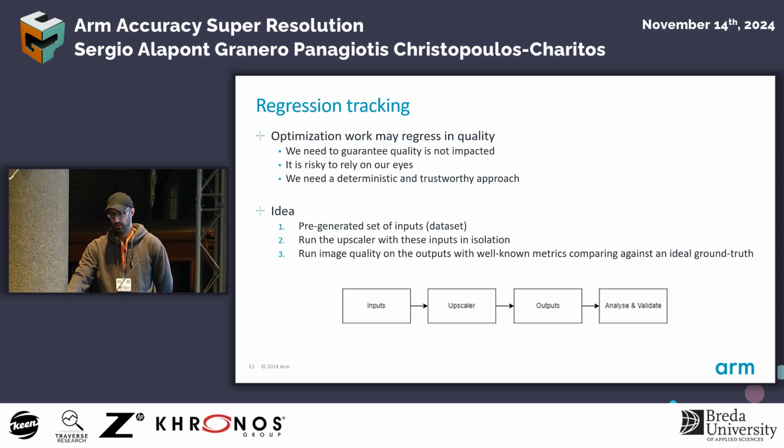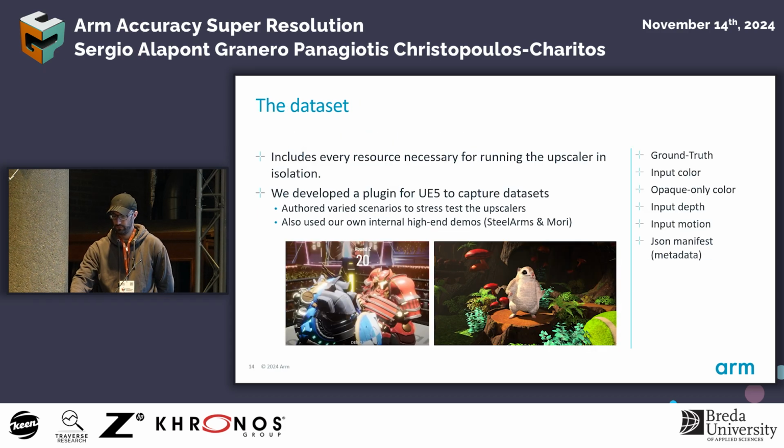So the main idea is we get a pre-generated set of inputs, which we call dataset. We feed this dataset to the upscaler, produce output, and we compare this output against some ground truth or against other upscalers. What is a dataset? It's all the necessary resources required for an upscaler to function in isolation. A dataset for a specific frame contains the ground truth image, the downscaled images, of course, which can be color, depth, and motion vectors, and a JSON file with some metadata.